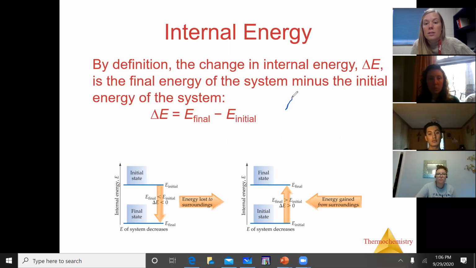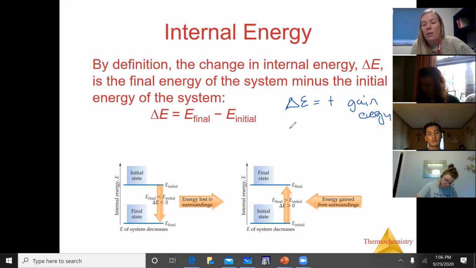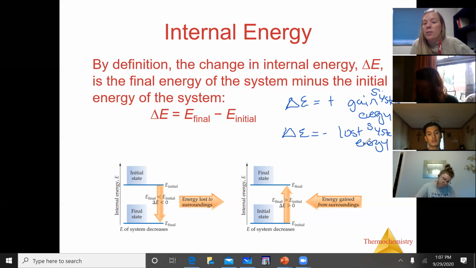So one thing to note, delta E, if it's positive, we're gaining energy. If our delta E is negative, we've lost energy. And that's in relationship to the system. So the system will gain energy, or the system will lose energy. Obviously, it's vice versa. If your delta E is positive, your surroundings are losing energy. If your delta E is negative, your surroundings are gaining energy. One thing loses, one thing gains.